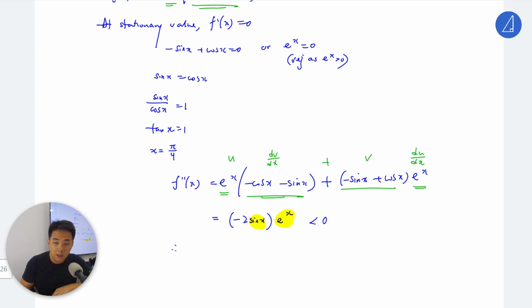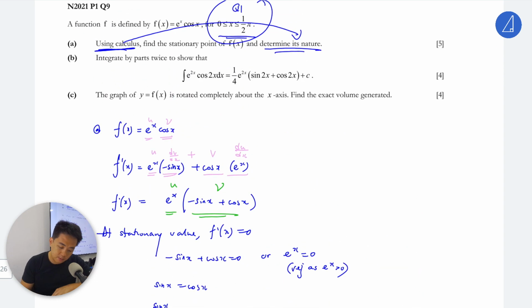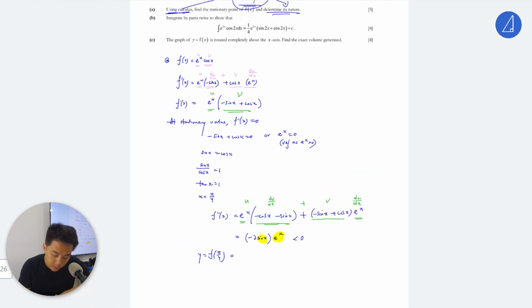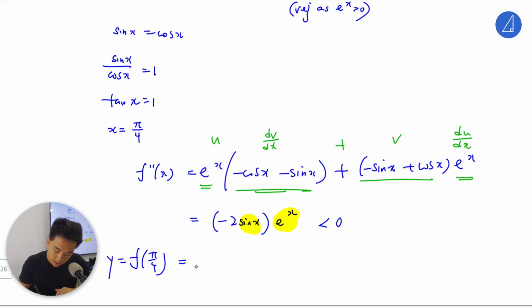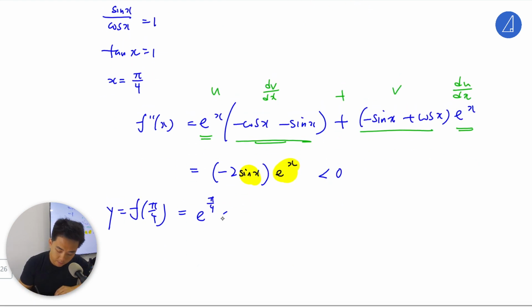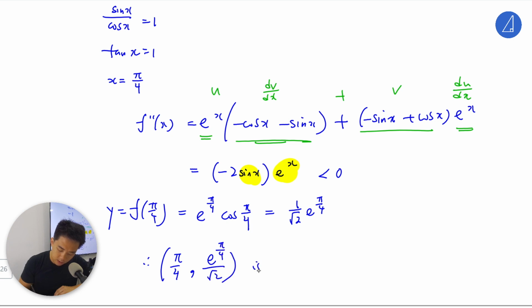So hence, it is a maximum. Now the coordinate of the stationary point, so means I need to find my f of pi over 4. I need to find my y value. Just replace this in: e^(pi over 4) times cosine pi over 4, and cosine pi over 4 will be 1 over root 2. So hence, the point is pi over 4, e^(pi over 4) over root 2.